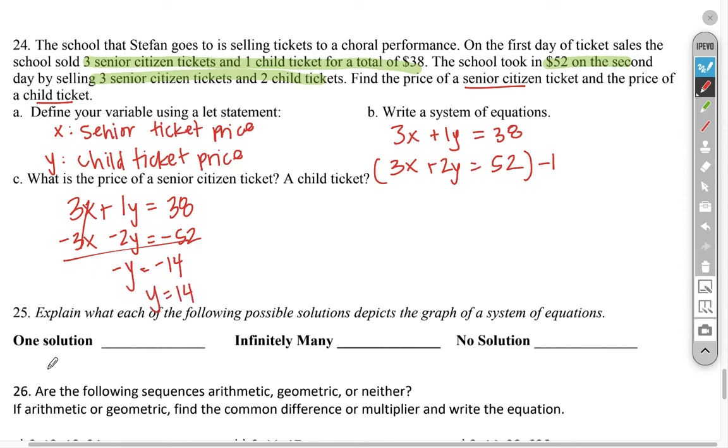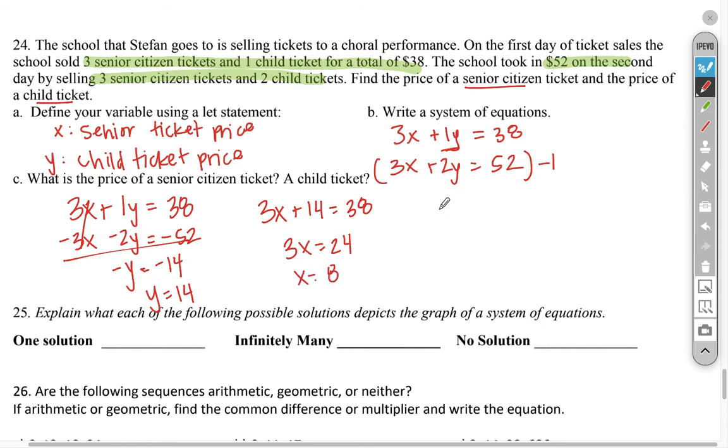Now that we know that y equals 14, we can plug it back in to either one of our equations and solve for x. I'm going to solve it in the first one. So we have 3x. Because we have 1 there, that's going to make it easier. We don't have to multiply this y out. So 3x plus 14 equals 38. We're going to subtract 14. We get 3x equals 24. Divide by 3, x equals 8.